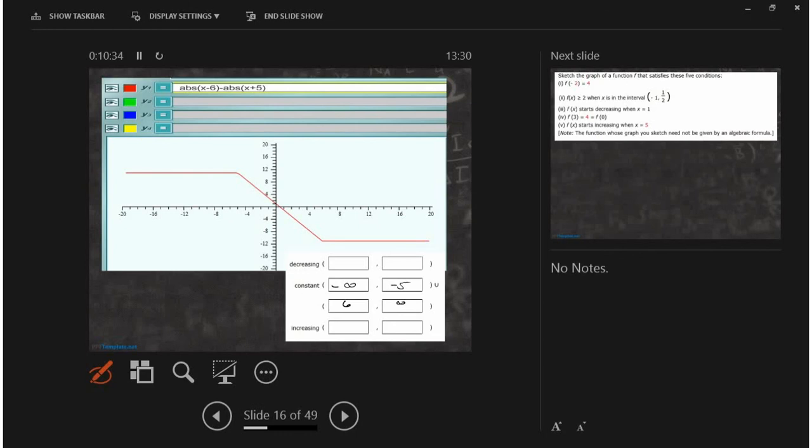So I've got these two pieces. Decreasing means the graph is going down. It's decreasing in between here and here. This would be -5 and this would be 6. And where is it increasing? Well, nowhere. It's not increasing anywhere.